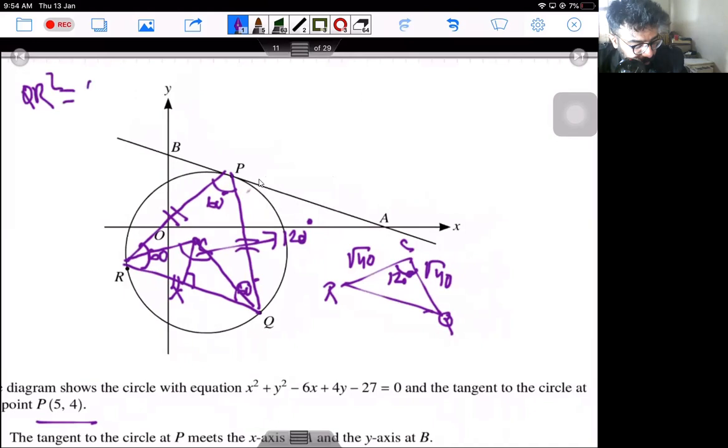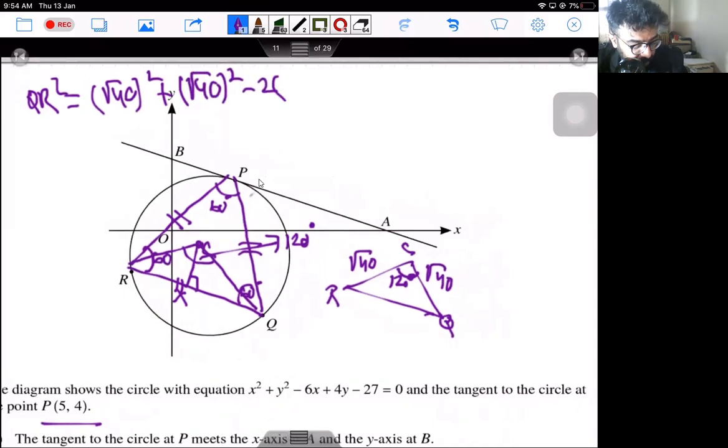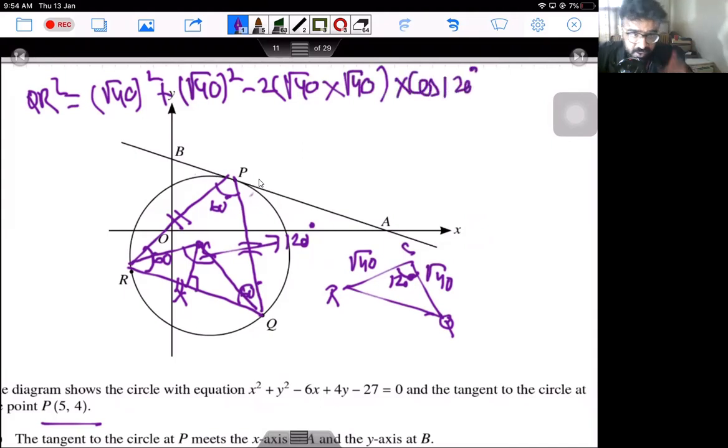QR square is equal to under root 40 square plus under root 40 square minus 2 times under root 40 times under root 40 multiplied by cos 120 degrees. So actually it's very easy to put it in the calculator like this: 40 plus 40 minus 2 times 40 times cos 120. This QR square equals 120. So the exact value of QR is under root of 120, which is 2 root 30 units.